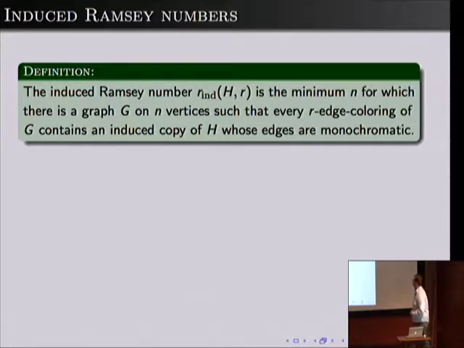Here's a less obvious application, induced Ramsey numbers. The early results in Ramsey theory came out around the 1930s, but it really started becoming a theory with many beautiful and deep results in the early 1970s, and one of them was the induced Ramsey theorem, which tells you that for every H and r, there's a graph G such that every r-edge coloring of G contains an induced copy of H whose edges are monochromatic, all the same color. So for every H and r, there's this bigger graph G. Whenever you r-edge color G, it contains somewhere an induced copy of H that's monochromatic. And the induced Ramsey number is the minimum size N of such a graph G.